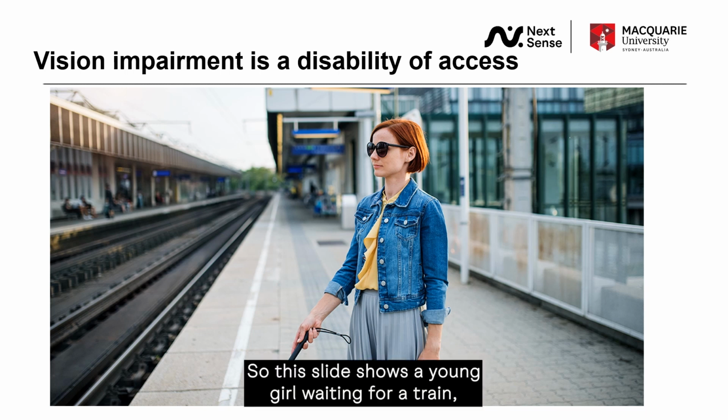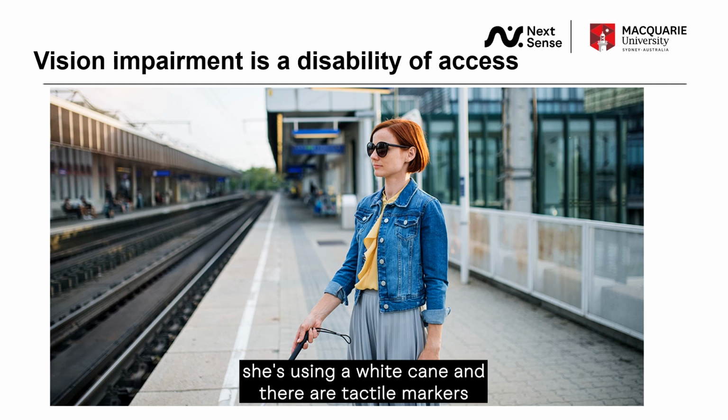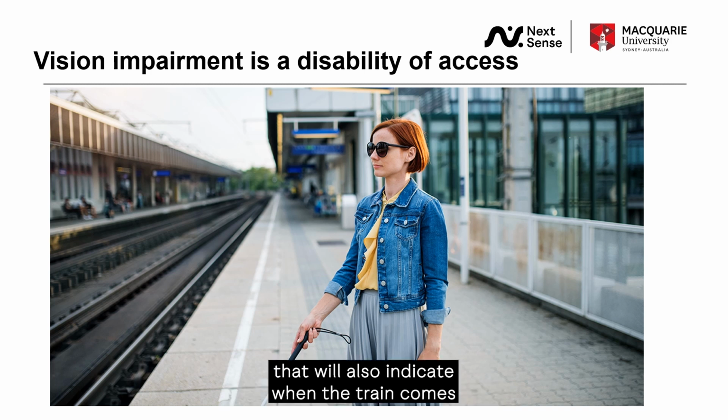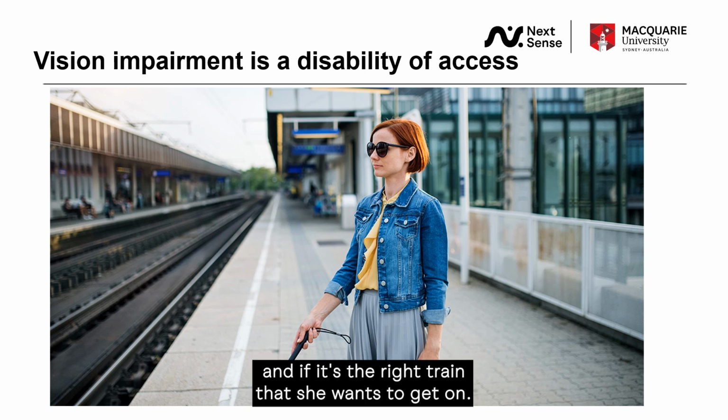So this slide shows a young girl waiting for a train. She's using a white cane, and there are tactile markers that have helped her find a location on the platform to board the train when it comes in. She's probably also listening to some sort of audio signalling that will also indicate when the train comes and if it's the right train that she wants to get on.